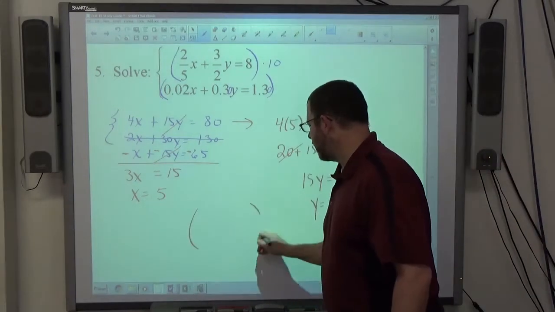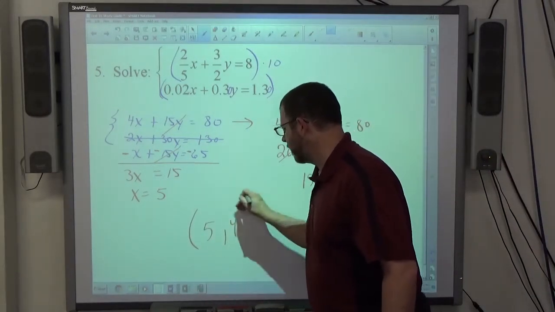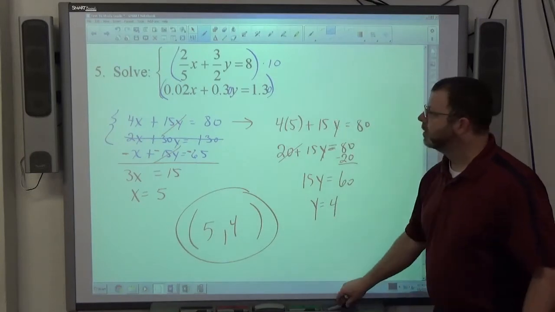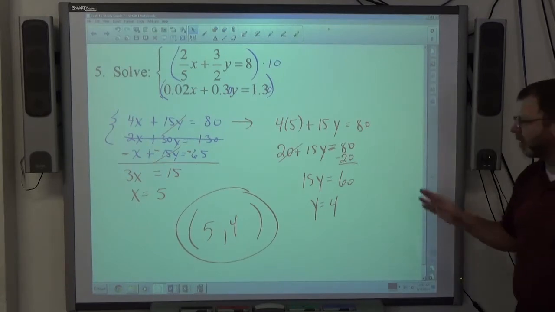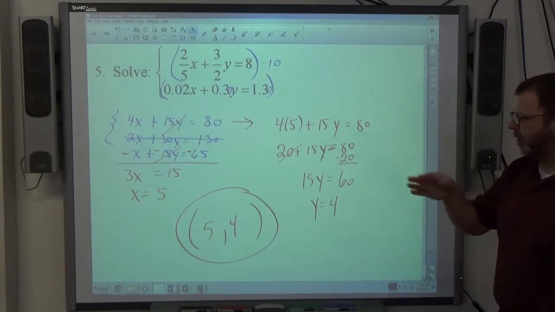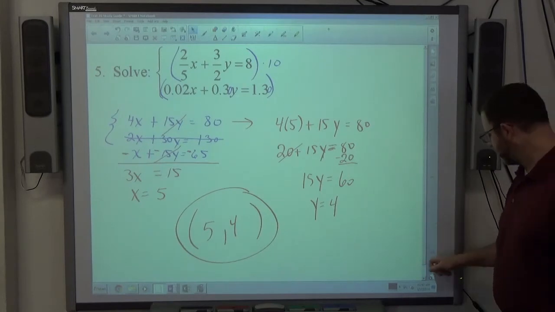Once we know both x and y, x first, y second, in order of the pair. So expect a similar structure on the test. Expect the answer to come out to nice integer answers like that. I'm not going to make it come out fractional. So if you're getting integers, you're probably doing it right.